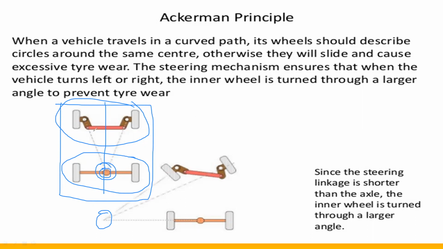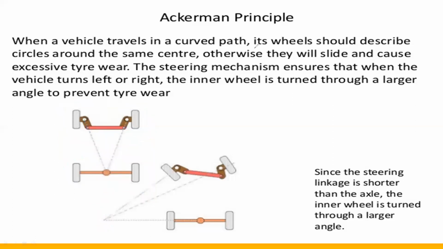You can see the direction of this wheel and the direction of this wheel. These two wheels' directions coincide at one particular point, that is the center point. So the angles of the two wheels are the same. Suppose it is 45 degrees, it is also 45 degrees. Both are at a 45 degree angle, in the same direction.